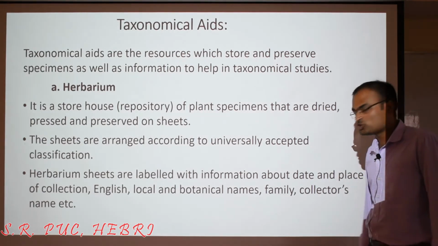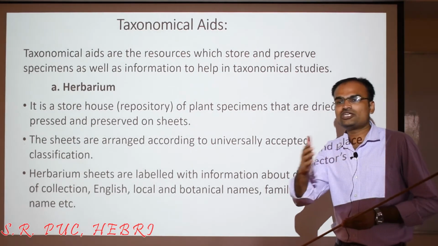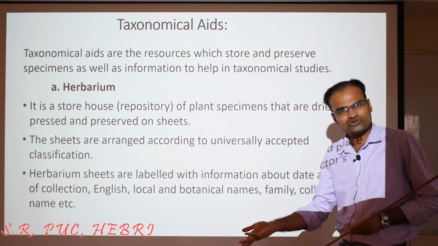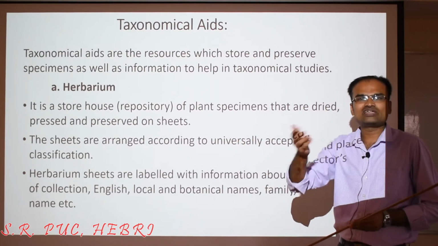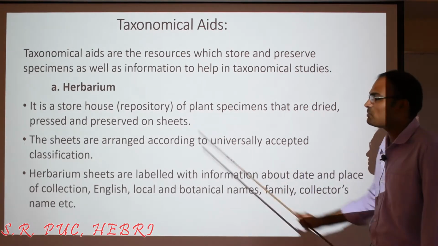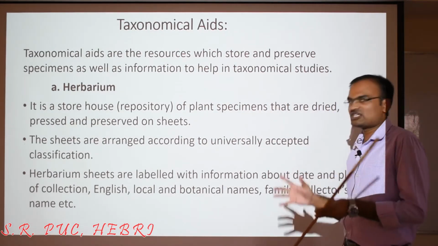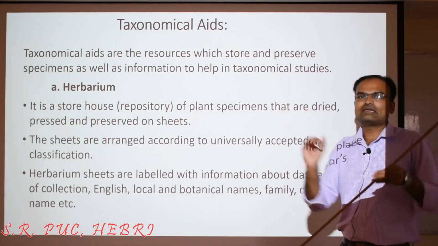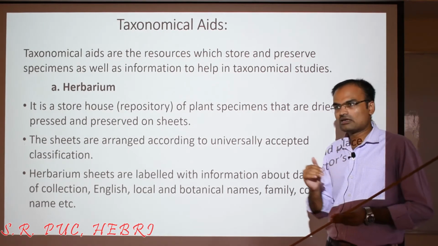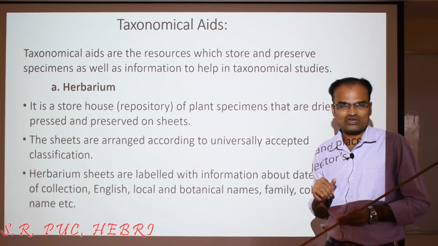The name of the family should be mentioned, and the collector's name. The collector is the individual who collects that particular plant specimen. He may be a professor in a university, a scientist, or a research scholar or PhD student. His name should be mentioned on the herbarium sheet, so that such collections can be deposited in a building, a repository, which we call a herbarium. For example, near to us there is a herbarium in Pune in Maharashtra state. That is the nearest one.